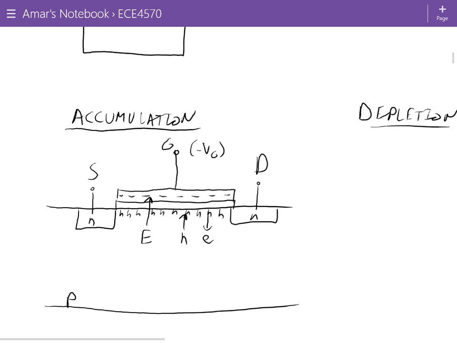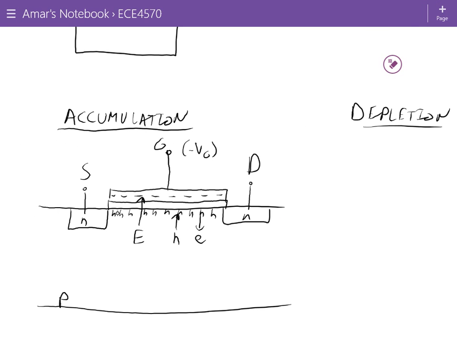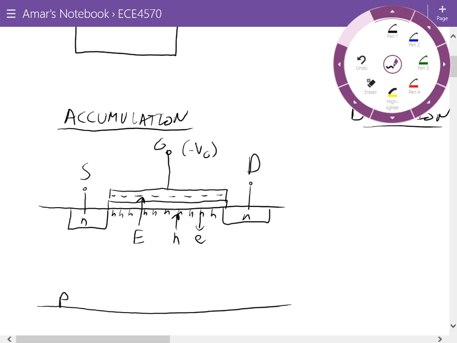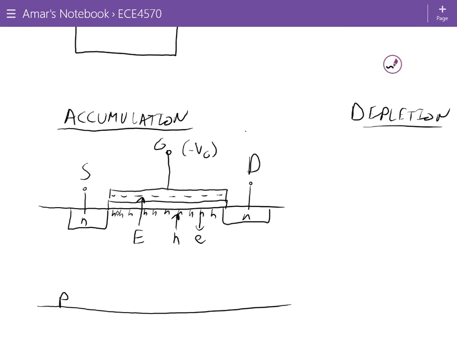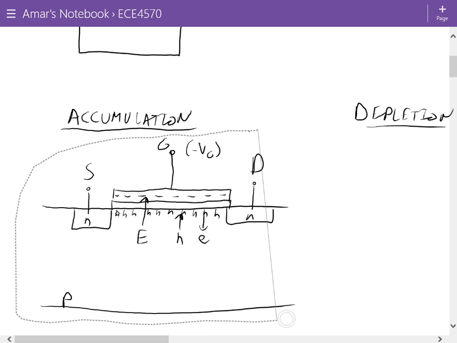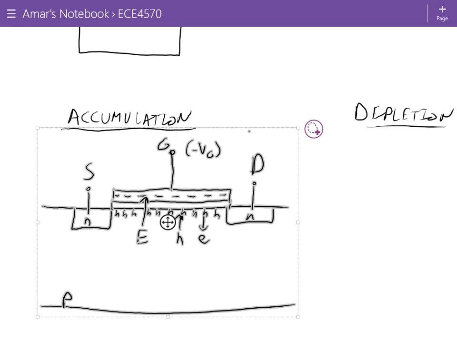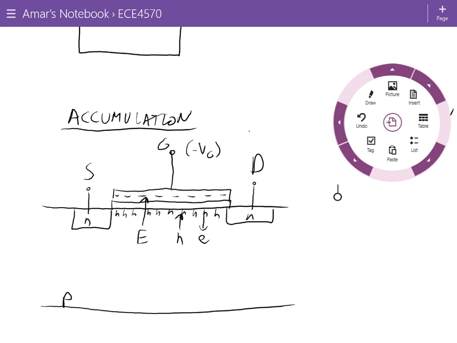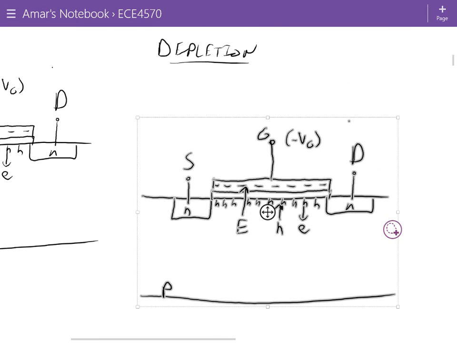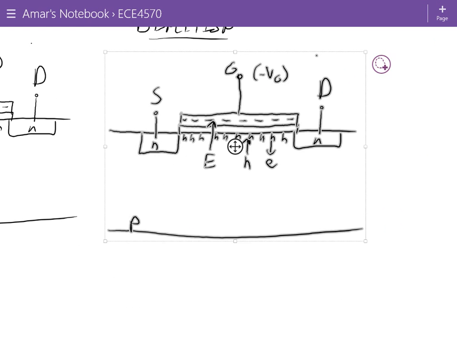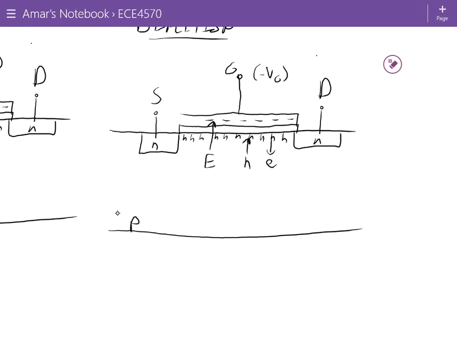I wonder if I could just copy this. I think there's a way. Yeah. Let's see. I think there's a way to copy this. Yes. Great. Saving myself work. Okay.